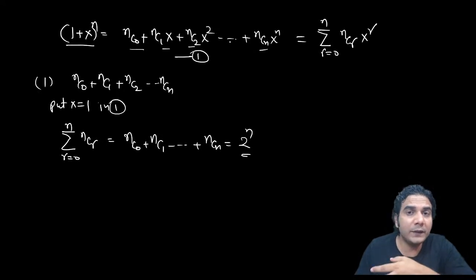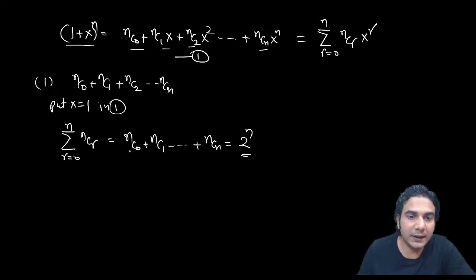In fact, in any expansion, if you need the sum of coefficients of a particular variable, then put that variable equal to 1. In this case, the binomial coefficients are the coefficients of x, the powers of x in all the terms. So we are putting x equal to 1 and we get this, okay?